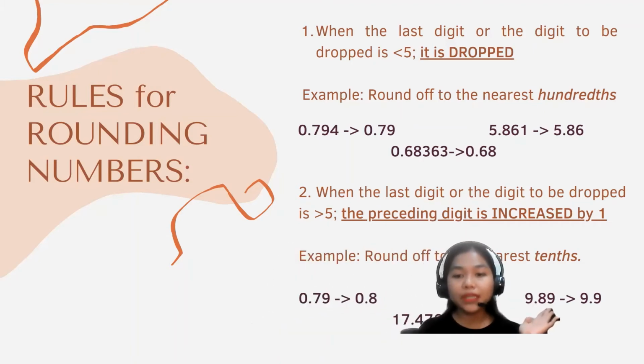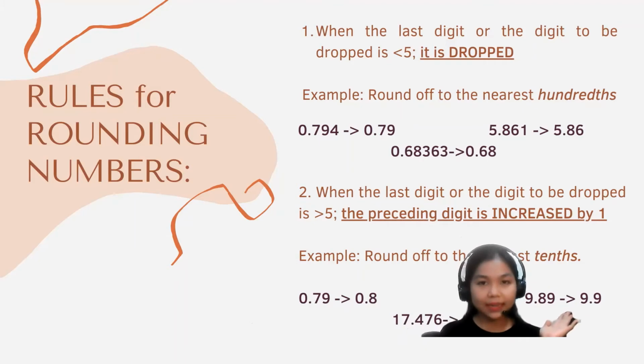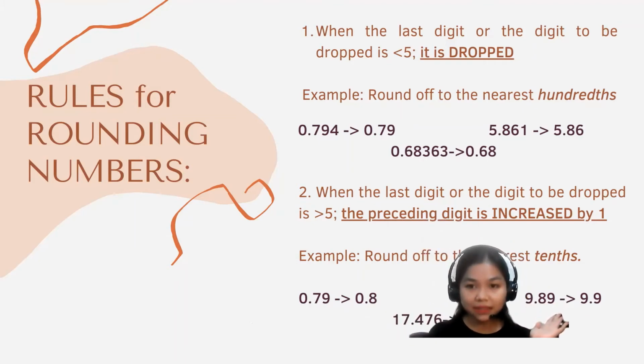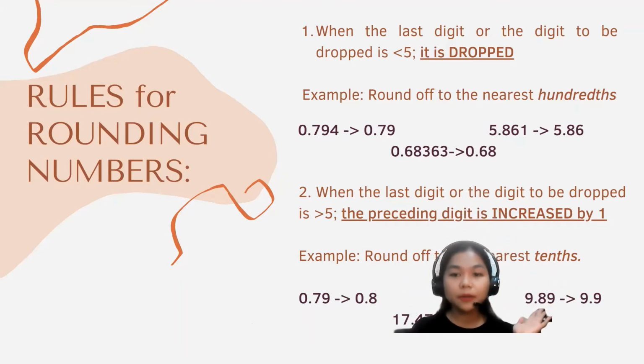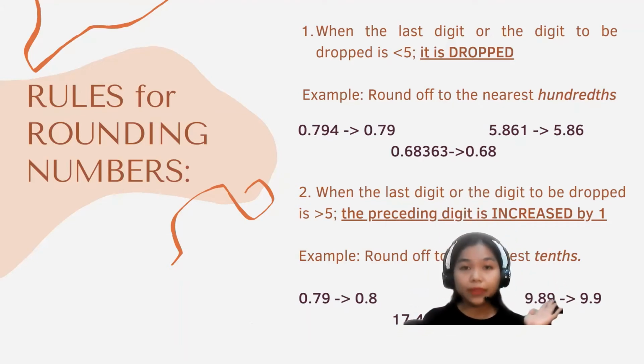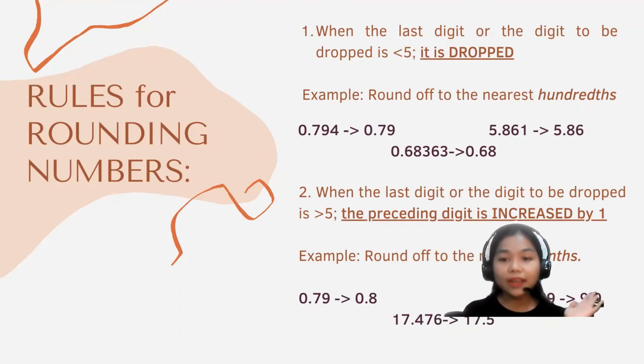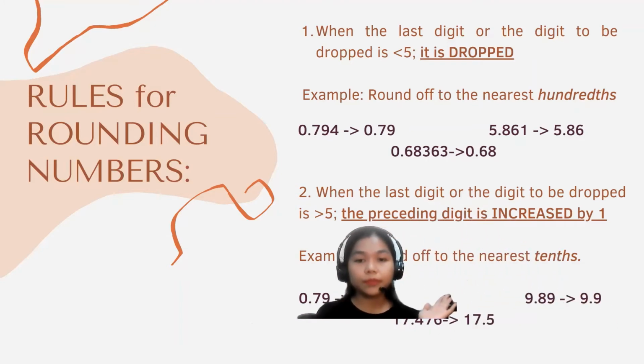Now another example is 9.89. So this is ones, tenths, hundredths. So the nearest tenths, 8. After 8, we have 9. 9 is obviously, again, greater than 5. So we are left with 9.9.